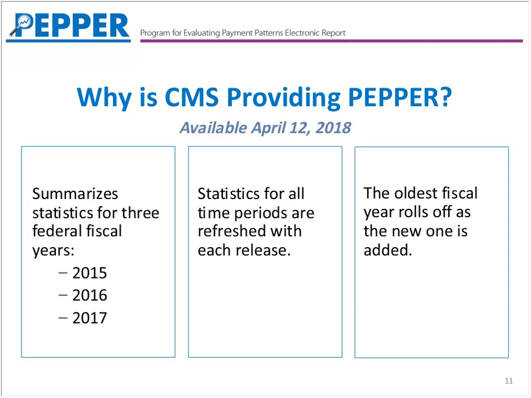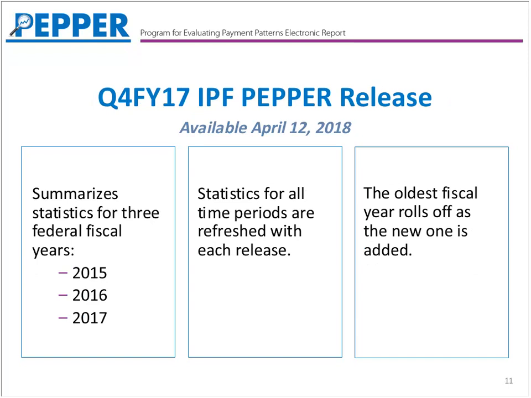Let me move on now and focus more directly on the most recent release of the PEPPER. Those of you that are familiar with PEPPER know that each time we produce a PEPPER, we refresh the statistics for all 3 years that are included in the PEPPER. So this year's PEPPER includes statistics for fiscal years 2015, 2016, and 2017. We do roll off the oldest fiscal year as we add the new one on.